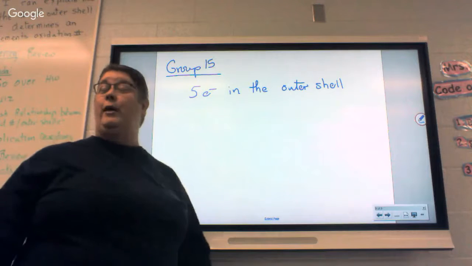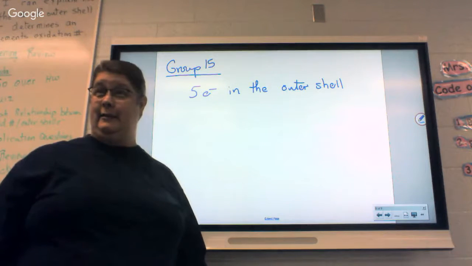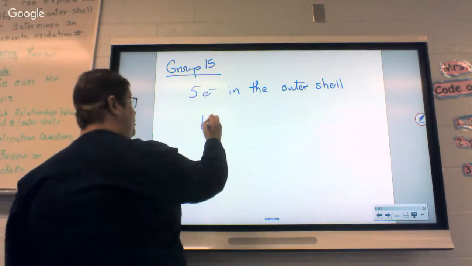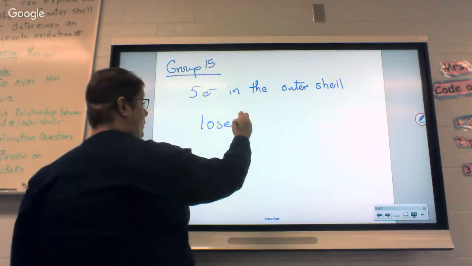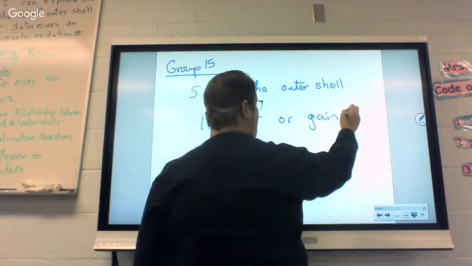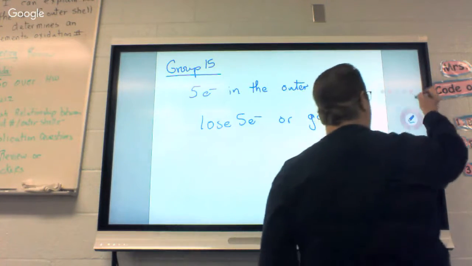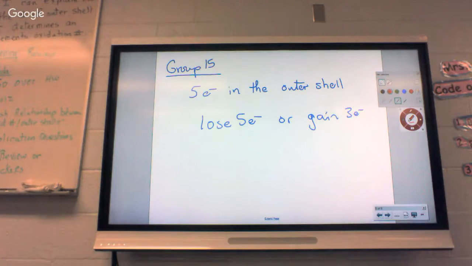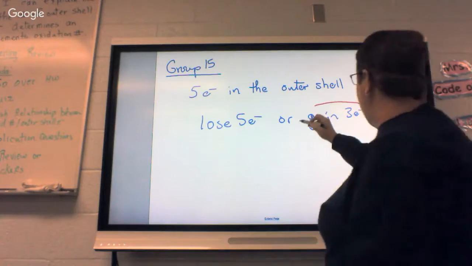So, how do we go about getting an octet? You can lose 5, or you can gain 3. Now, this is the first time that gaining has fewer electrons. So which one would require the least amount of energy? There you go. So we're going to gain this time.